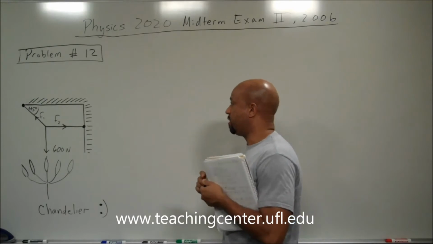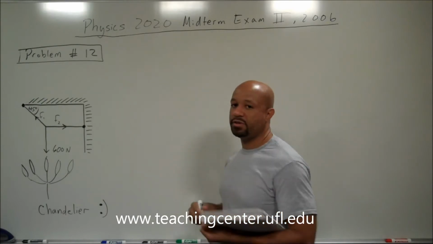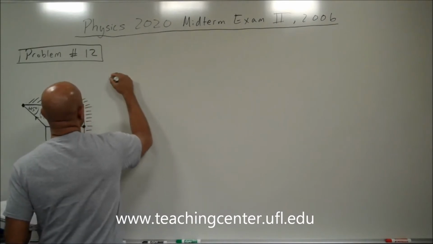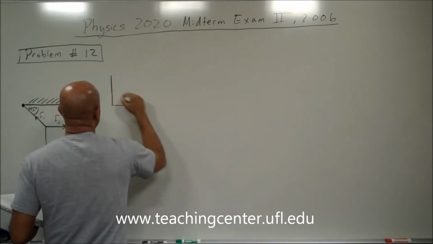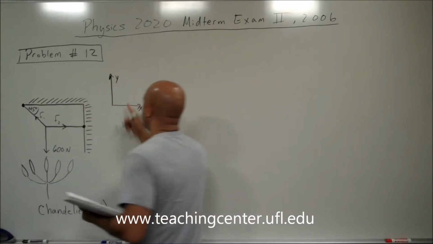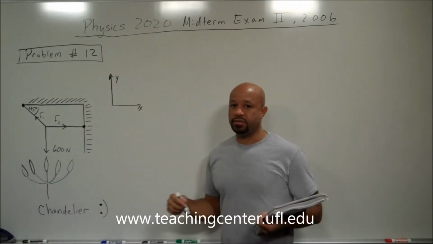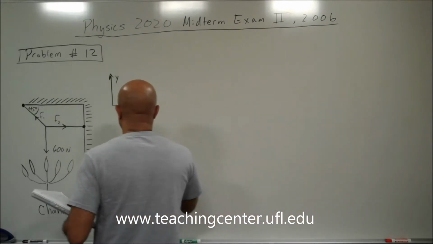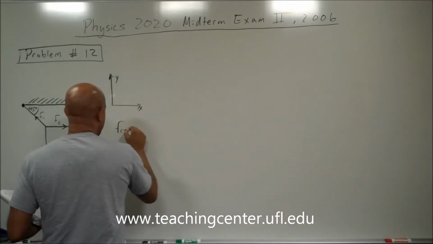So in order to solve this problem, you've got to do a couple of things first. First, we need to define our coordinate system. That's the first thing you're generally going to do in physics. So we'll define our positive y and x direction to be like this. The next thing we want to do is a free body diagram.